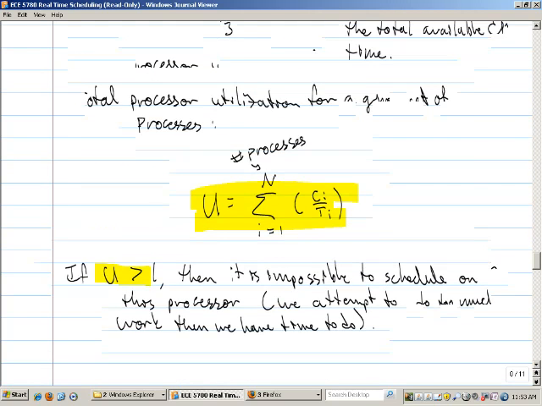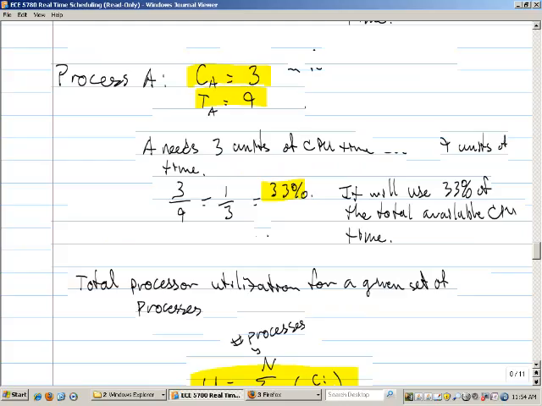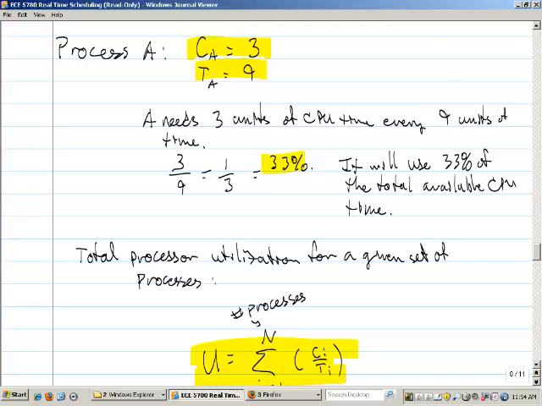Okay. So for that, first we want to know what is the process utilization. How we define that is, we find out the compute time of a process and the time period, and that gives the amount of time that particular process will utilize the CPU. So if the compute time is 3 minutes and the time period is 9 minutes, then that process will utilize 33% of the total time available on the CPU.